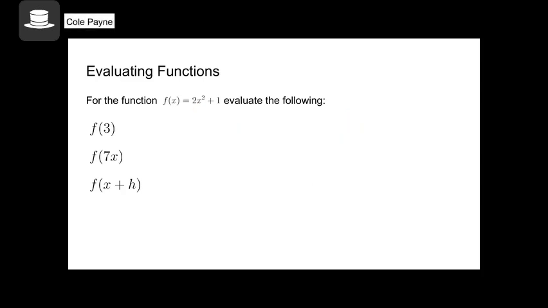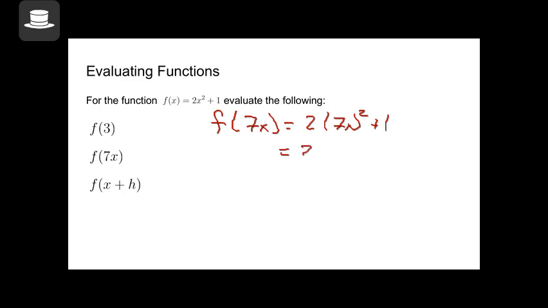Okay, for our second example, we have f of 7x is equal to 2 times 7x squared plus 1. So 2 times 7 squared, that's 49, x squared plus 1. 2 times 49 is 98x squared plus 1. Okay, so for this one, we have a variable as an output for a function, but that's okay because we were putting a variable in the input, so we would anticipate that to happen.